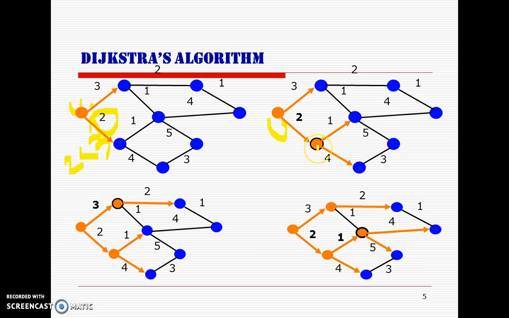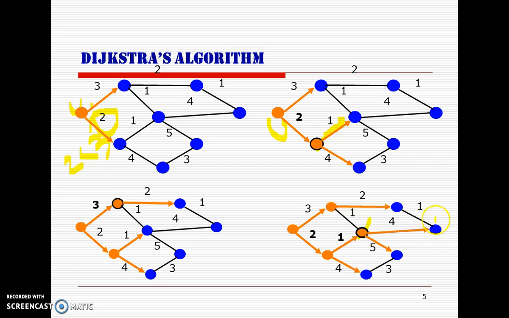Here we see that the edge weight is 1 and the edge weight is 4. Which one is less? The 1 is less, so we will consider this. If we are considering 1 as the lesser one, we take the 1 here, and from there we go to this particular node.